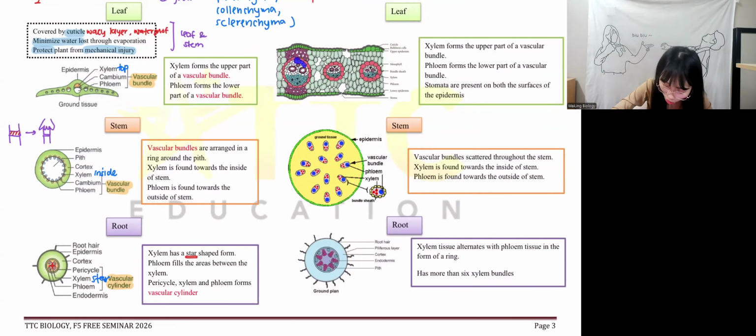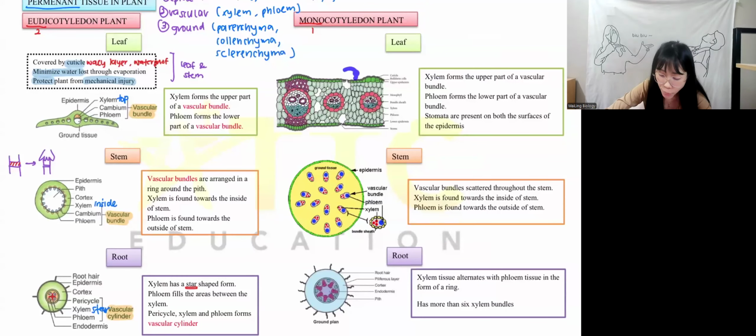Top, right? So xylem will be on top. It's the same thing. Xylem at the upper part, phloem at the lower part. But the special thing about monocot is they have guard cells on both the top and the bottom of the leaves. So this is the monocot, okay?